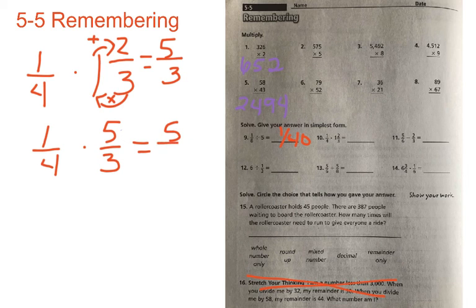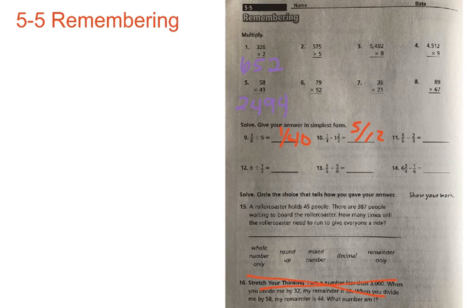1 times 5 is equal to 5. 4 times 3 is equal to 12. And this cannot be reduced. So your answer here is going to be 5/12, or 5 over 12. Let's go look at our singular, meaning we only have one word problem, and it says solve. Circle the choice that tells how you gave your answer.